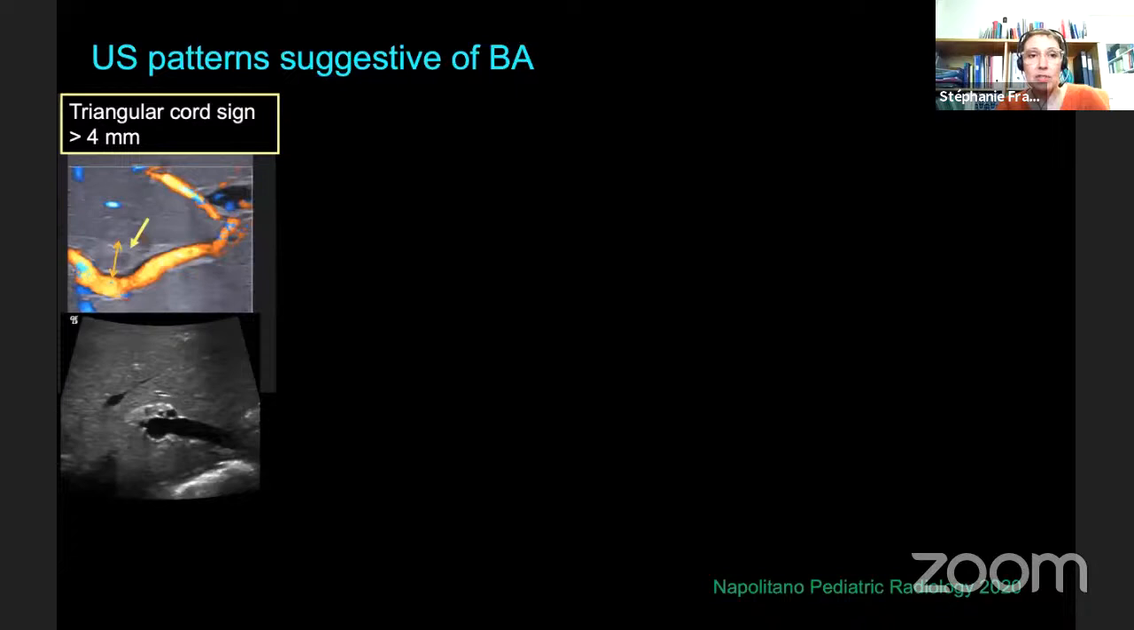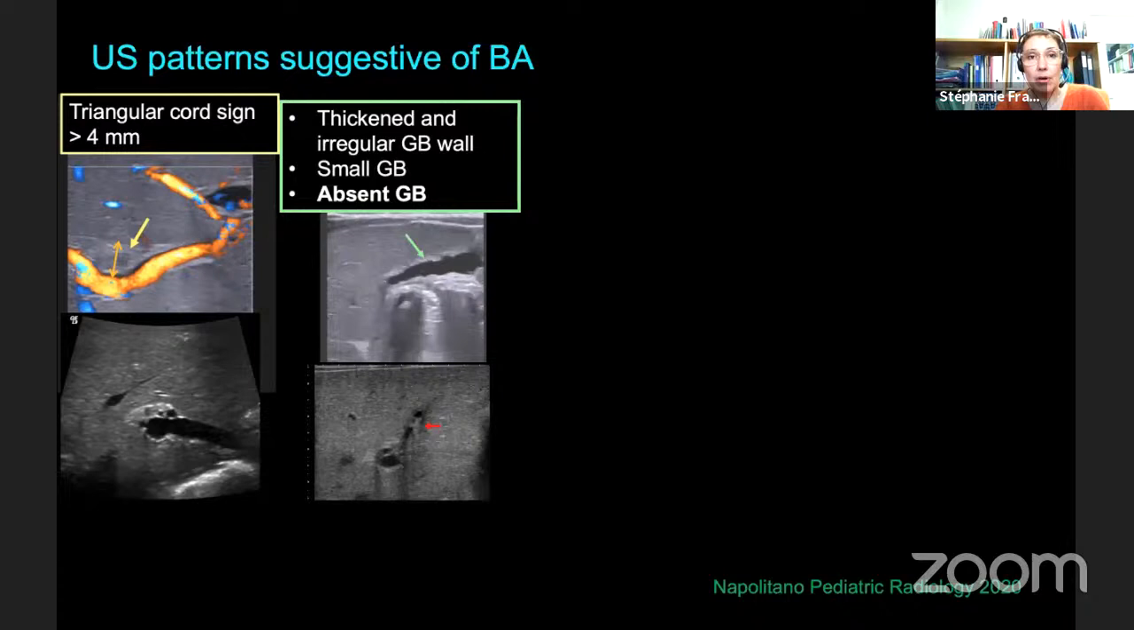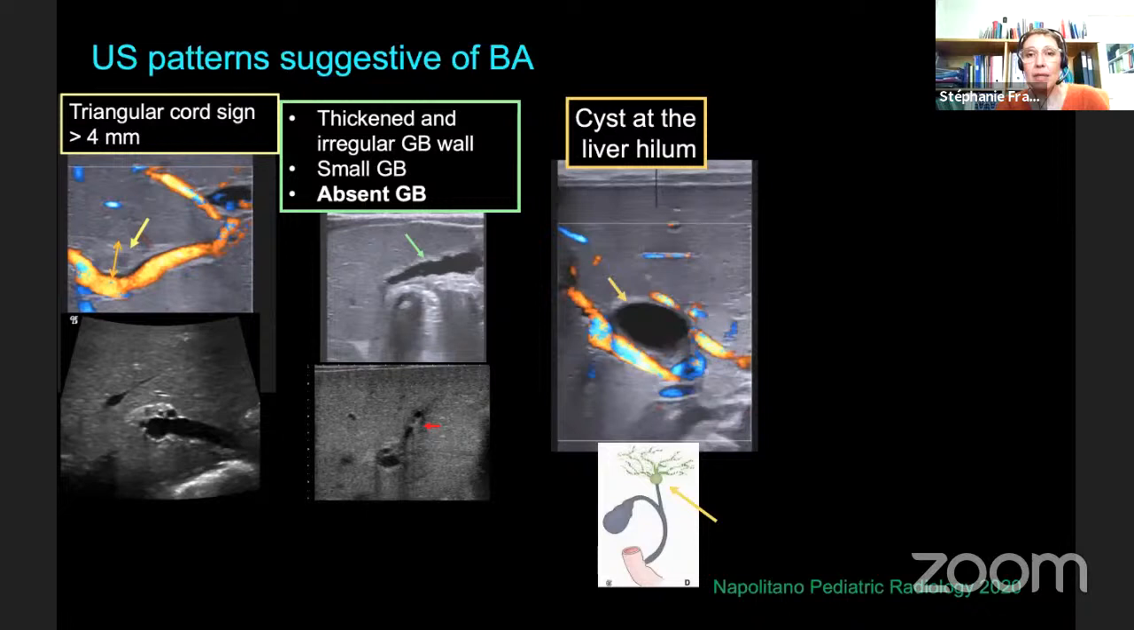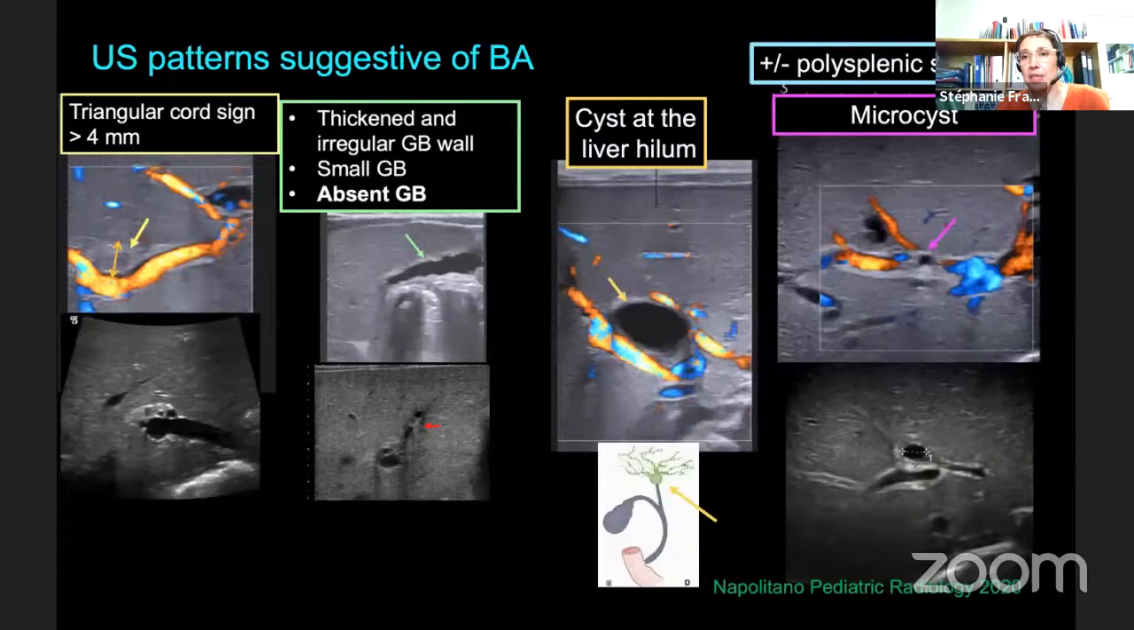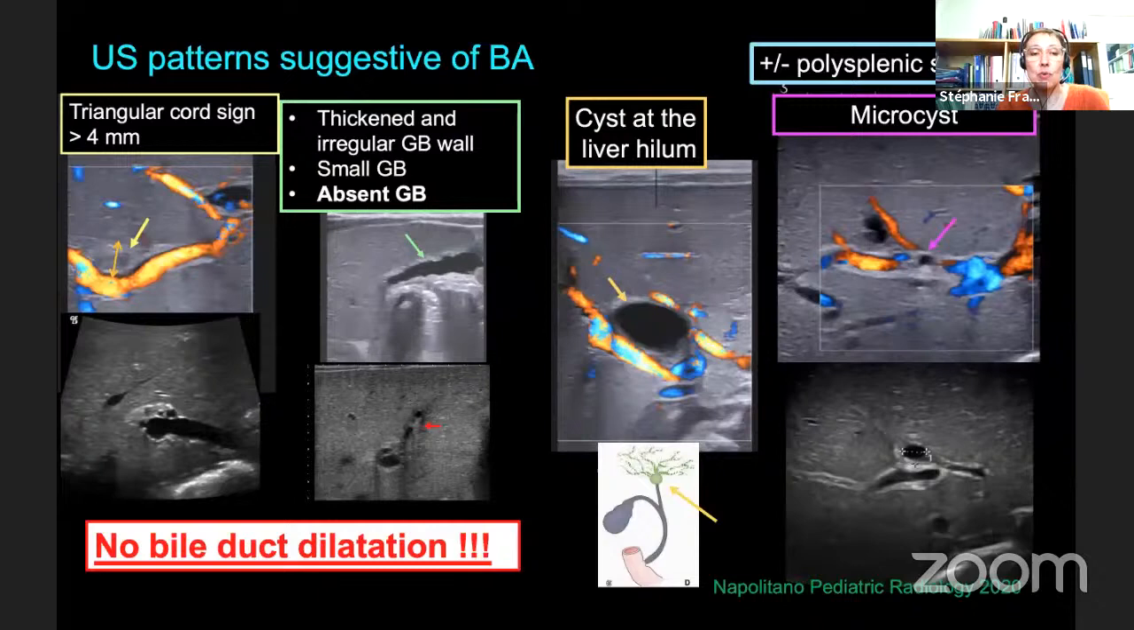The other thing you're going to look for are abnormal patterns of the gallbladder that can have thickened and irregular walls, can be small and can be absent. You may have cysts at the liver hilum, like we saw in the previous slide. And you can have microcysts in the same area as the triangular cord sign. And of course, you will also search for signs of polysplenic syndrome. So those signs are very, very specific, but have a variable sensitivity. And an important point is that you will not have bile duct dilatation, never.